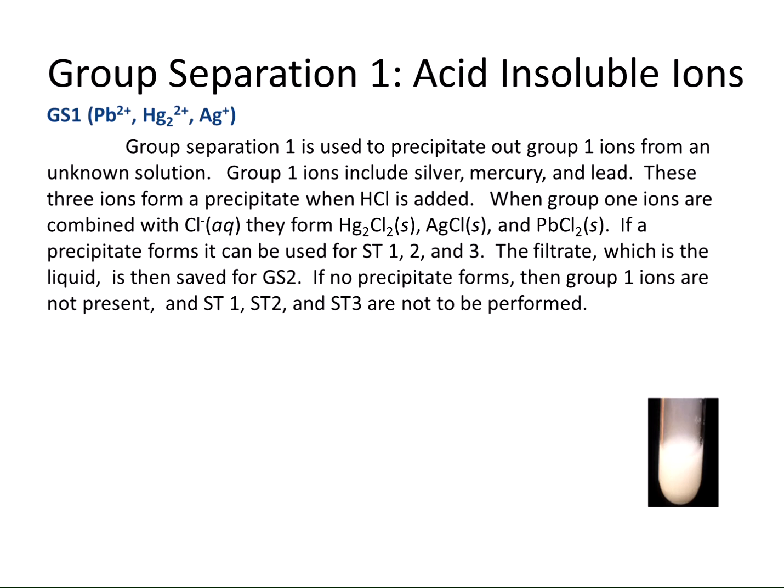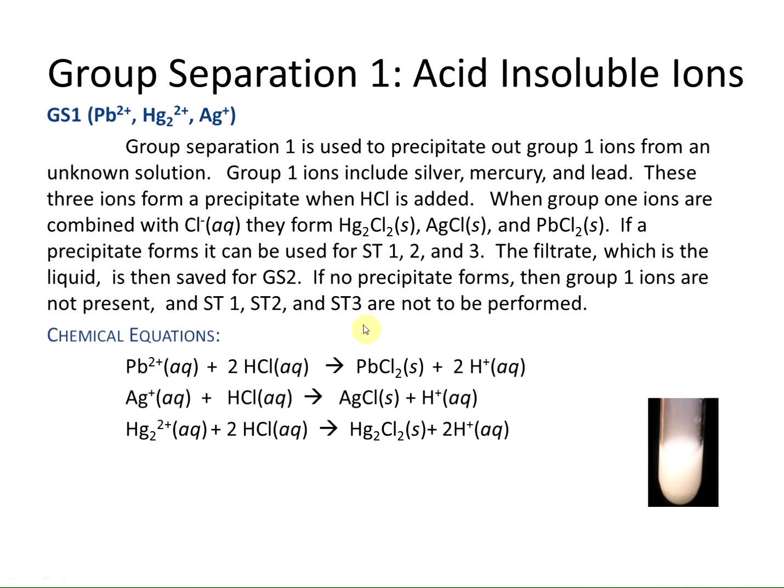If a precipitate forms, it can be used for specific test 1, 2, and specific test 3. The filtrate, which is the liquid, is then saved for group separation 2. If no precipitate forms, then group 1 ions are not present. And if they're not present, then you don't have to do the specific test 1, specific test 2, or specific test 3. So here are the chemical equations if you have those ions.